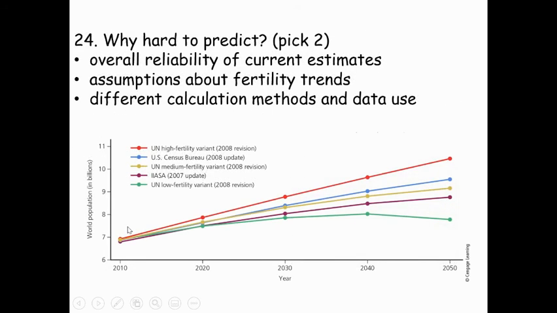Why is it so difficult to predict? The data may not be reliable. We're assuming that fertility trends are going to continue or change. And there are different ways to use the method and different ways to calculate it.